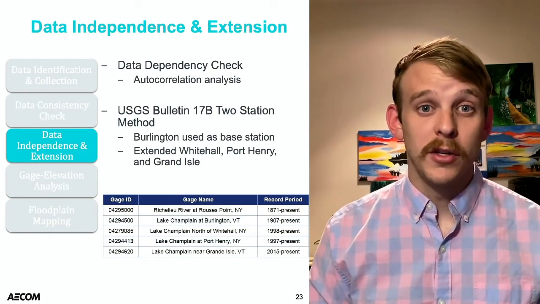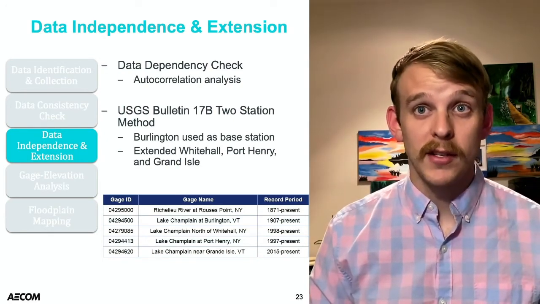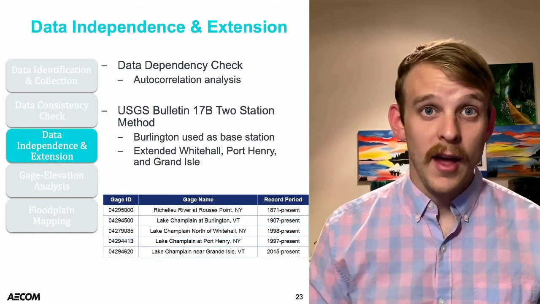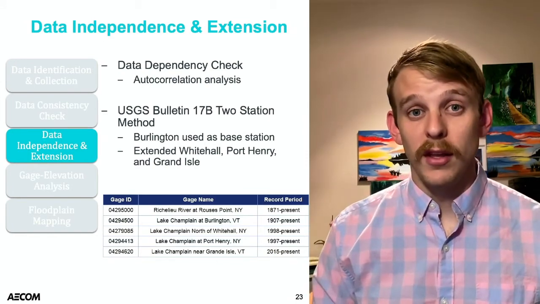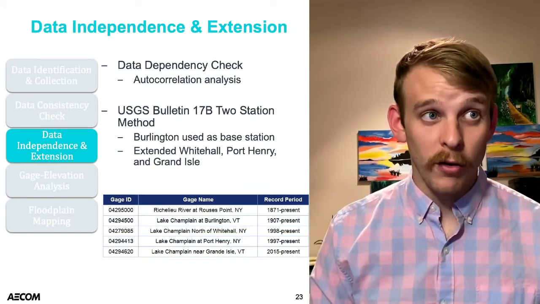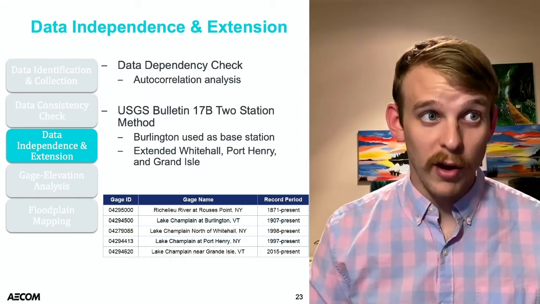The Burlington station was chosen as a base for this method and was applied to the three other stations: Whitehall, New York; Port Henry; and Grand Isle, Vermont.